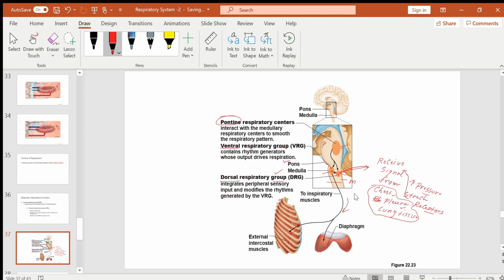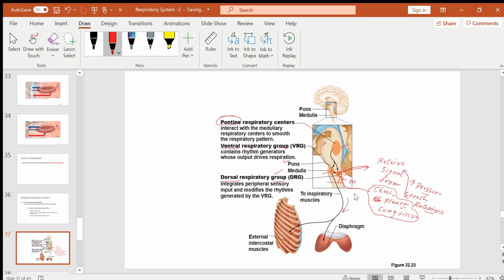So again, when you inhale, the lung expands, so the receptors are activated. These receptors send a signal to the dorsal. Dorsal is receiving the signal from the receptors, monitoring how much expansion has occurred, and will send a signal to the ventral, and the ventral will send a signal to the muscles to stop further inhalation.